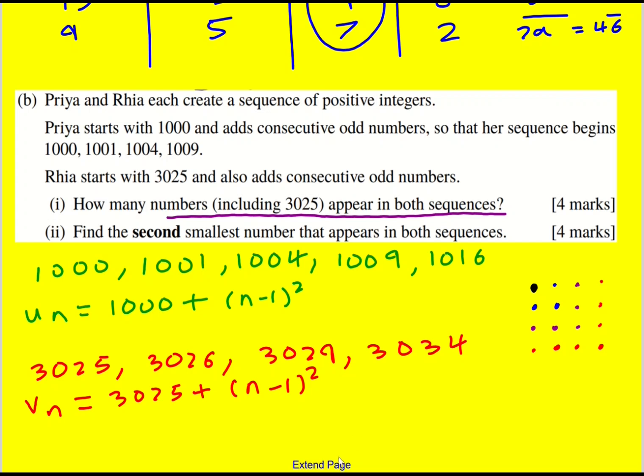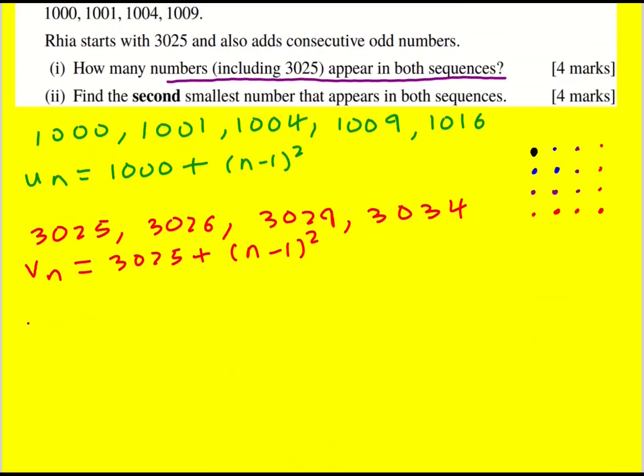And I want to know how many numbers appear in both sequences. So what that means is I'm going to need to set my terms equal to one another: 1,000 plus (n minus 1) squared is going to equal 3025. Now be careful, I actually don't want to use an n here, because then I'd be looking for the same value of n in both sequences, and we're never going to get that. You're not going to have the third term of one equal to the third term of another. So I need to use an m or something like that.